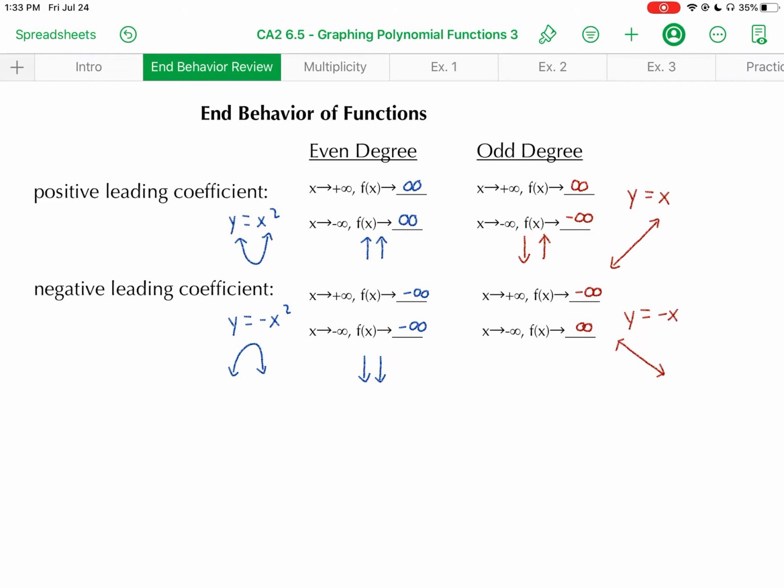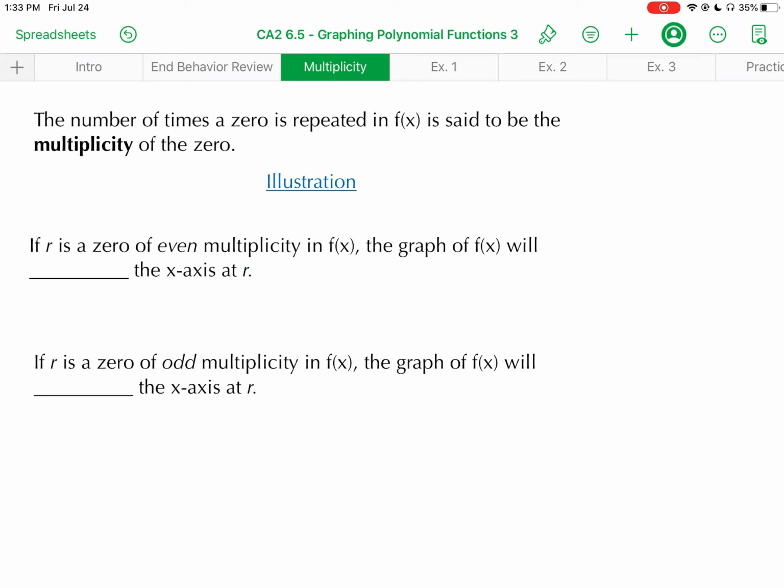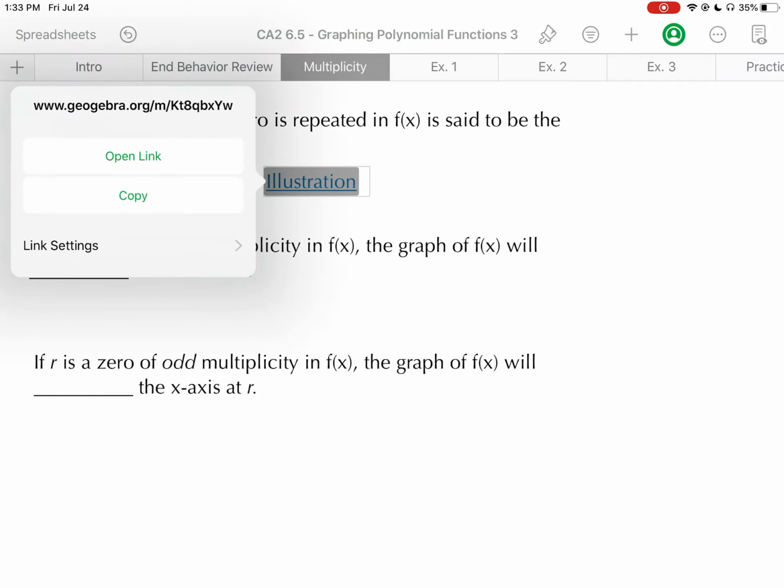Now, one new concept we want to talk about before we start graphing ourselves is that of multiplicity. The number of times a zero is repeated in our function is said to be the multiplicity of the zero. And remember, zeros are just x-intercepts or roots of the function. So how many times that repeats is your multiplicity. And this is important because the multiplicity has a direct effect on the graph of the function at each one of those zeros. Okay, so let's illustrate this.